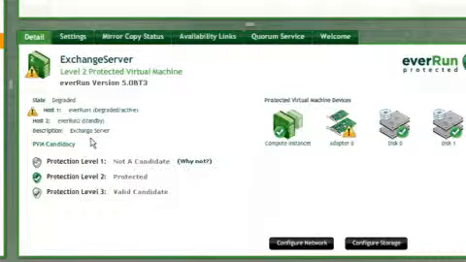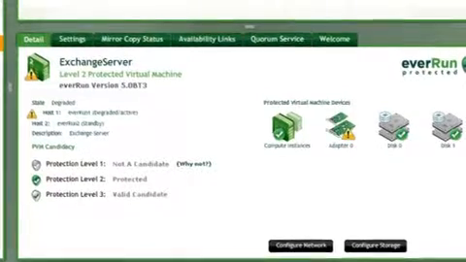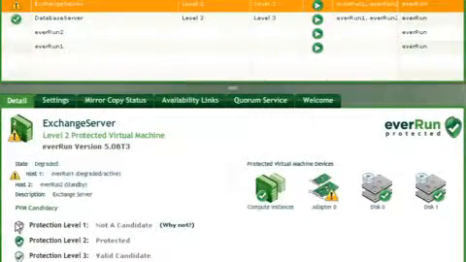Notice that our load simulator is still processing transactions without interruption. This is because we didn't have to fail over the Exchange server. It kept processing as if nothing had happened.